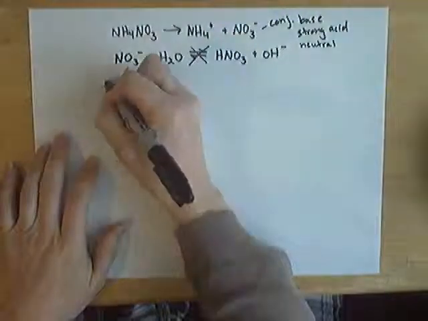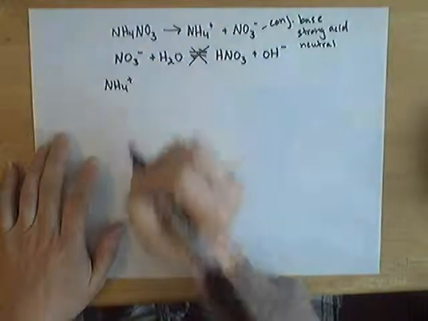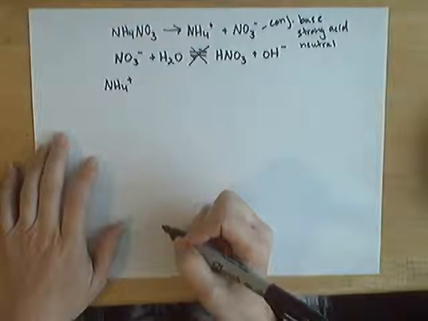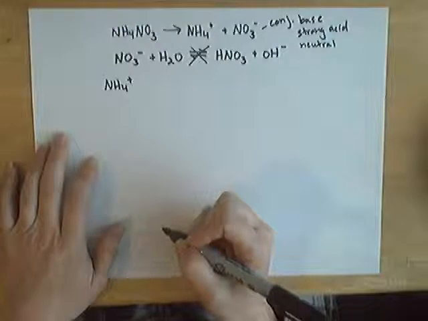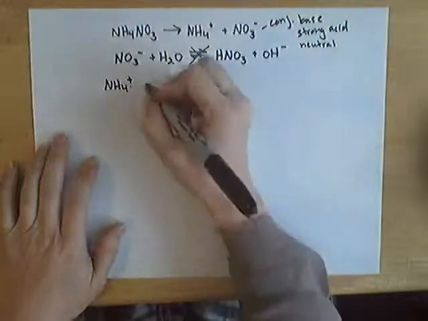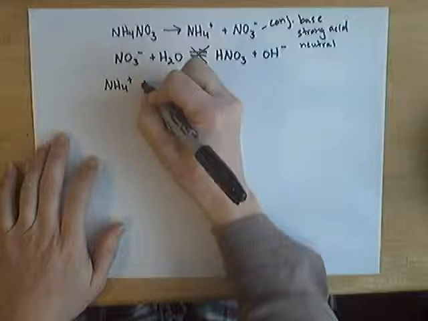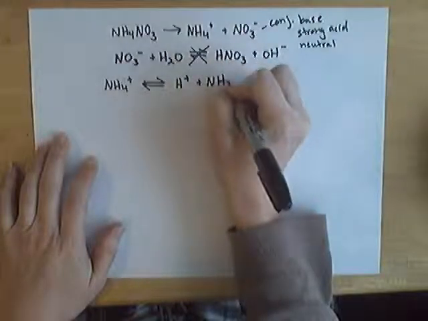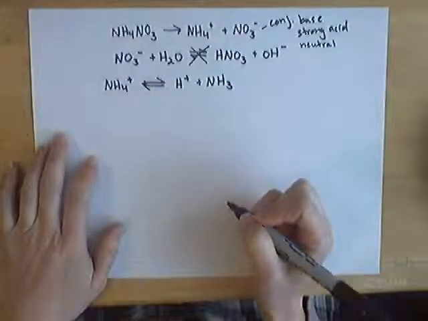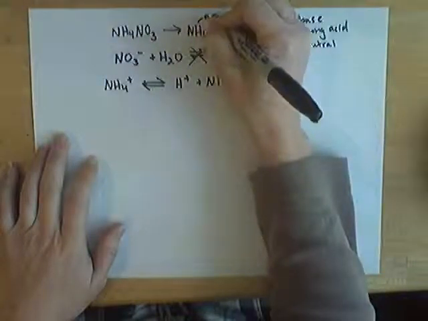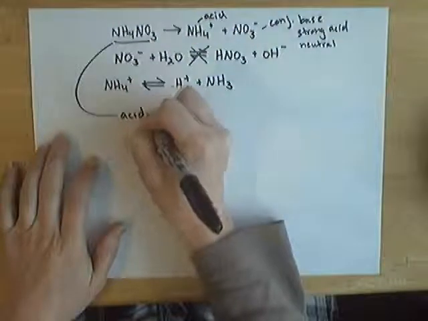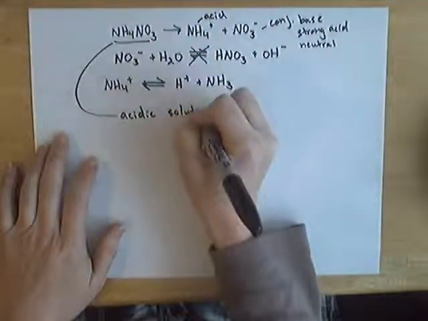How about our other ion, NH4+? This is the conjugate acid of a weak base. It's the conjugate acid of ammonia, and it looks like it has an extra hydrogen to donate. And sure enough, if it reacts in water, I'm going to write this with an equilibrium arrow because this is a weak acid. It can donate the hydrogen and give you back the conjugate base. So this ion can act as an acid. This salt is going to give you an acidic solution.